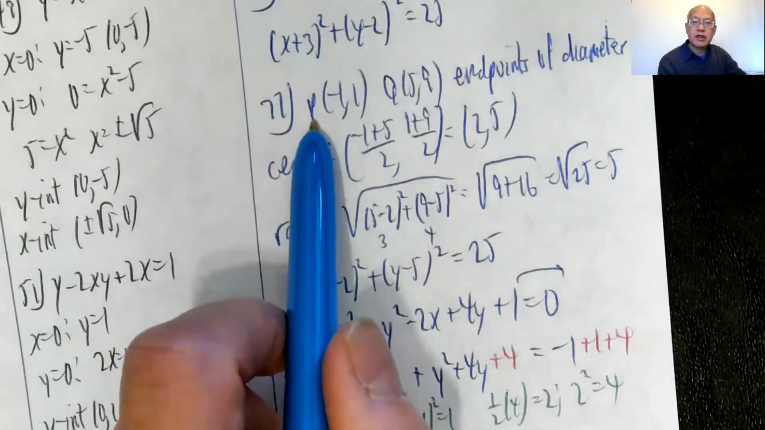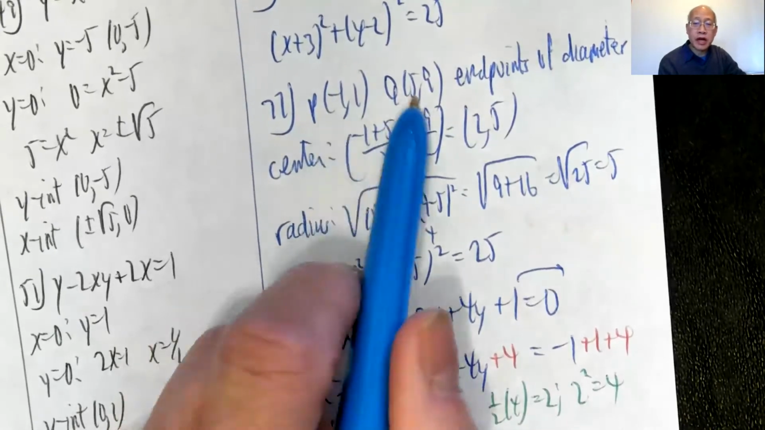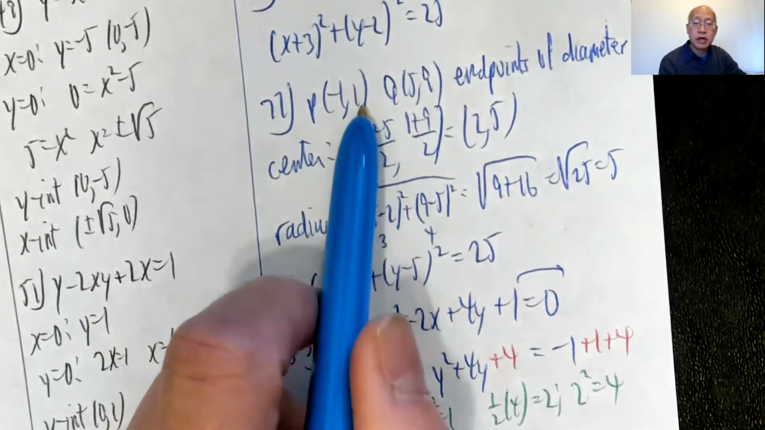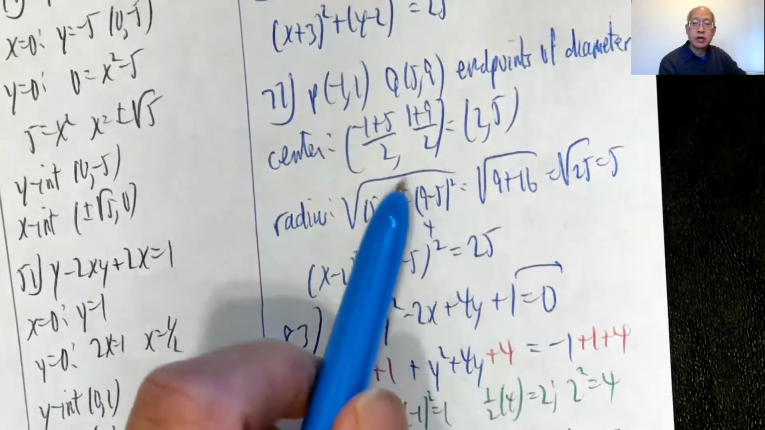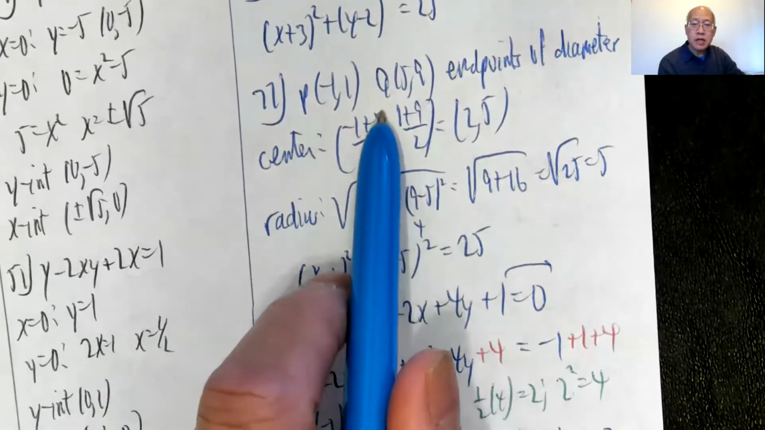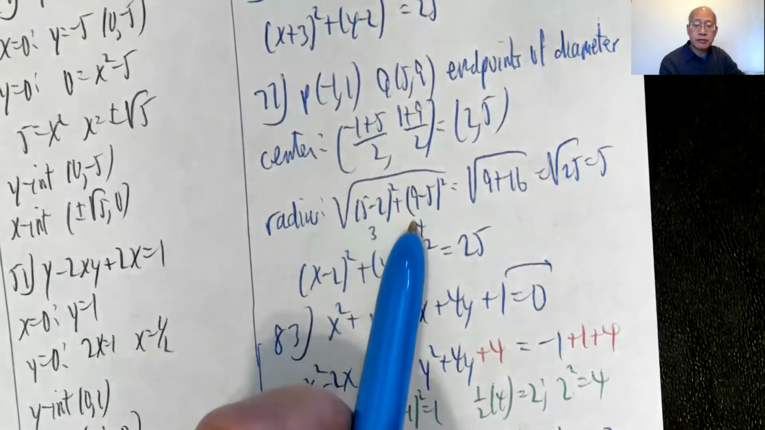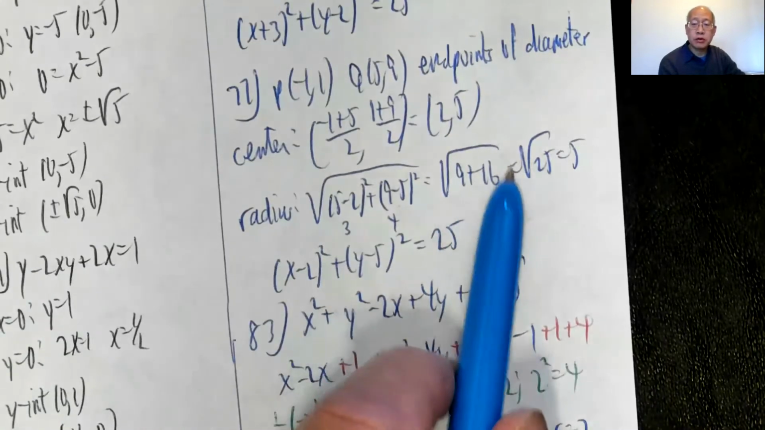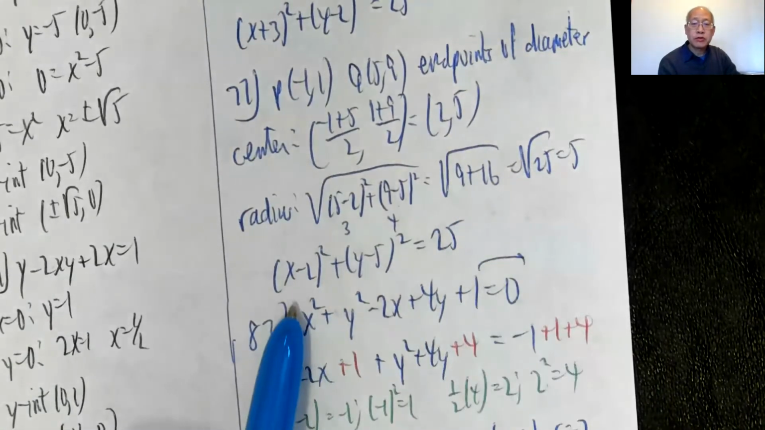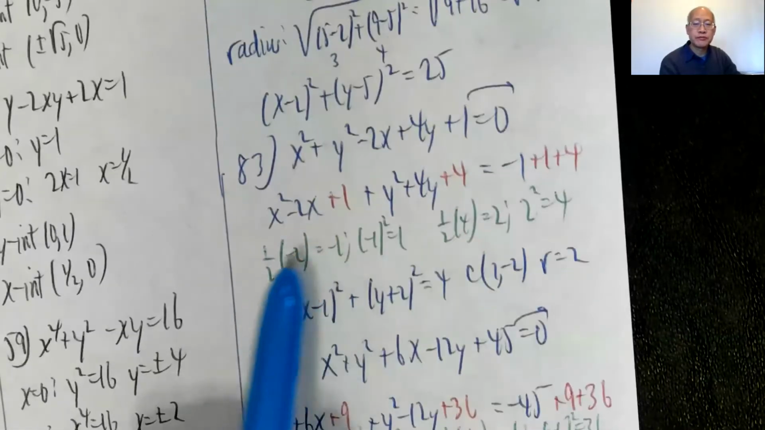All right, 77. These are the endpoints of the diameter. So the center is the midpoint. The midpoint is the average of the x's, comes out to be 2. Average of the y's comes out to be 5. The radius is distance from the center to either point. 5 minus 2 squared plus 9 minus 5 squared. That's 3 squared plus 4 squared, square root of 9 plus 16, square root of 25, 5. So the equation is x minus 2 squared plus y minus 5 squared equals 25.